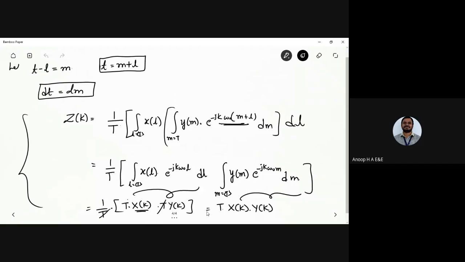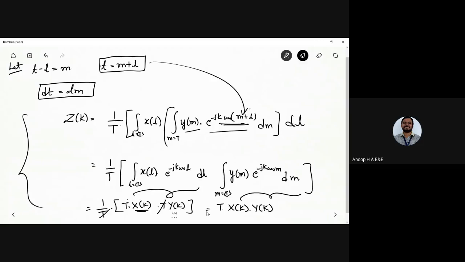Let me replace it by one more variable to make you understand. I have t minus L equal to m. Let me differentiate it, so dt is equal to dm. And t is replaced by m plus L. So by changing here, I get y of m e power minus j k omega naught, in the brackets m plus L, dm. You are going to replace it as integral over L of x of L e power minus j k omega naught L dL, and this one as dm.